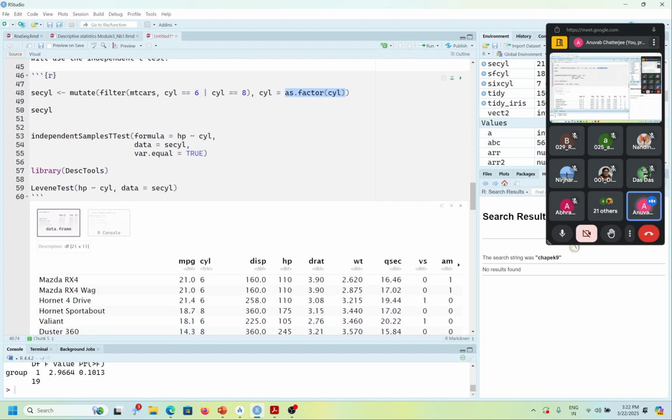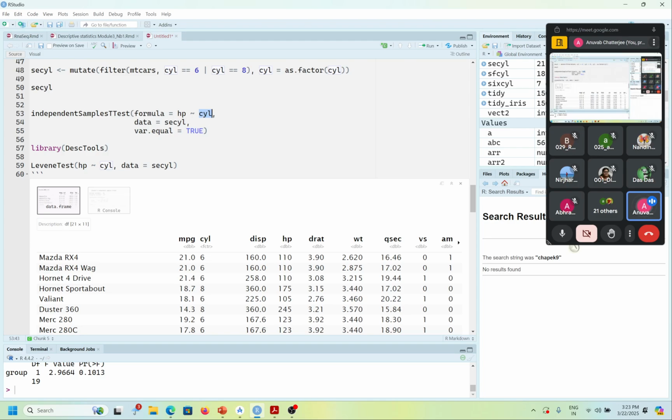So next what we do is that we run the independent t-test. So the syntax is, you write independent t-test, and you first have to put in a formula. The formula actually puts in the particular thing that you want to compare between two groups, and the two groups. So here we want to compare the horsepower, and the groups that we want to compare it between are the cylinders.